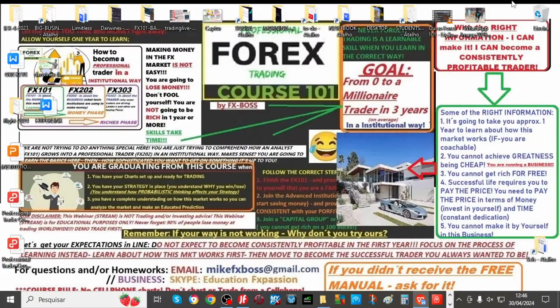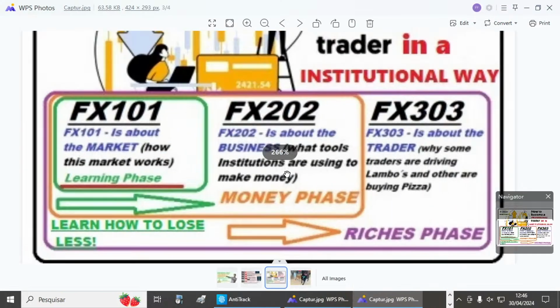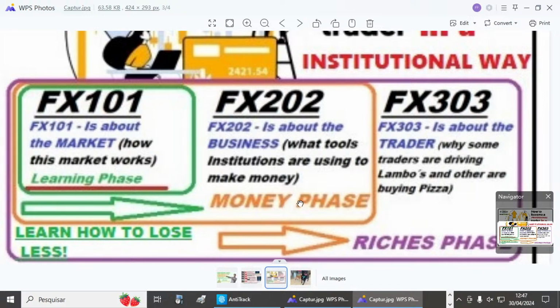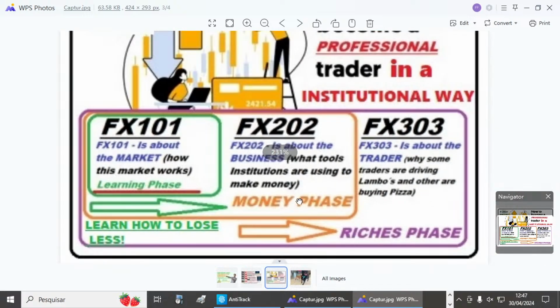Forex course 2, it's coming. This one, it's coming for you, the money phase, you know. But you must do this in the proper way. You can have the Lambo, but you must do it in the institutional way. You must get out of the retail trader thinking and get into the institutional trader way of thinking. Does this make sense?